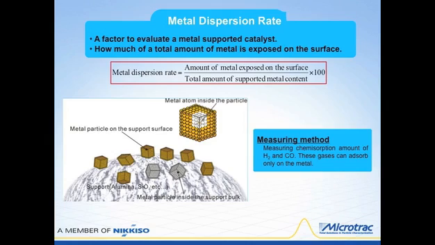The whole idea here to test these materials is to determine the metal dispersion rate. And that is the amount of metal that's exposed on the surface divided by the total amount of metal that is available in the total system.